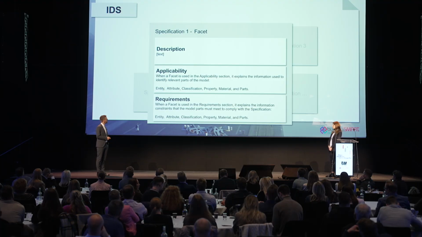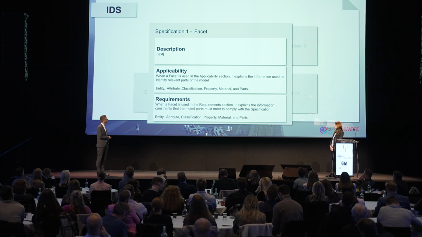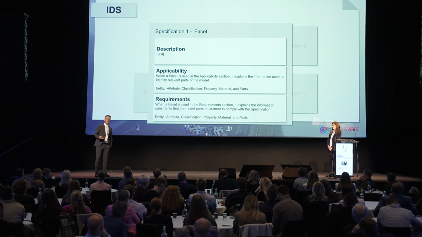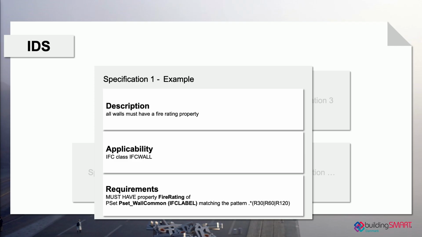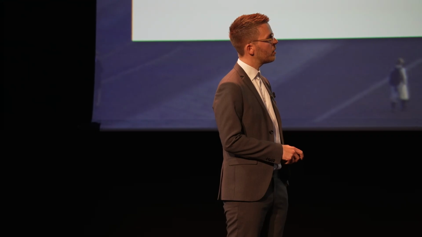And in the Fehmarn project, we have actually mainly used the property facets to define our requirements. So here's an example of a specification. We have a description here: all walls must have fire rating properties. We have applicability that tells us that this specification is regarding IFC wall. And then we have one requirement. It could be many. But we need a property named FireRating, in a property set named Pset_WallCommon, and the data type IfcLabel. And then we could require some value. This is a free choice.